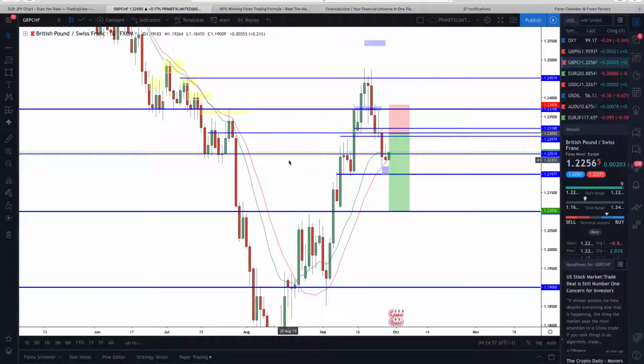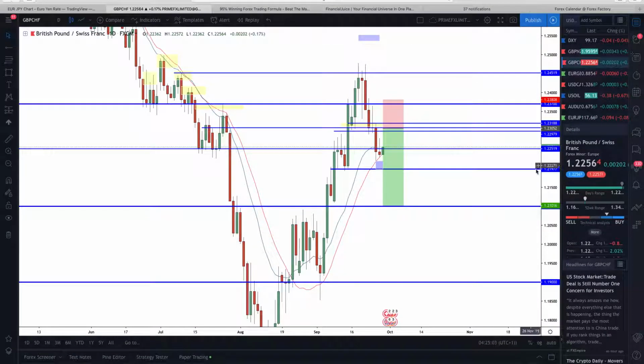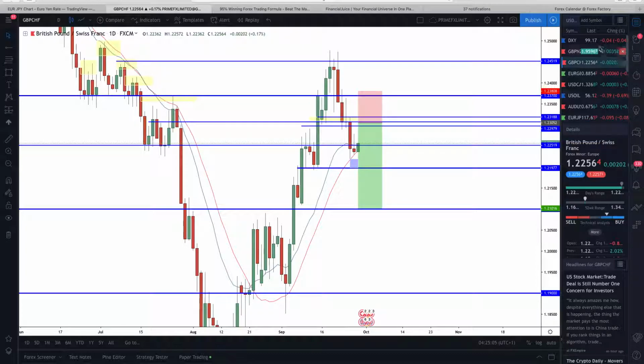Just looking at a few pairs across the board for our morning setups. Okay, I'm looking at Great Britain pound pairs in particular, to be honest. Let's start with GBP NZD.